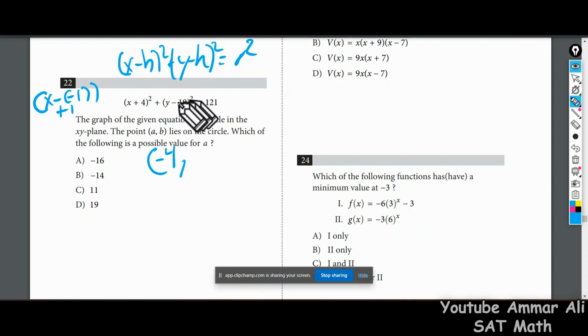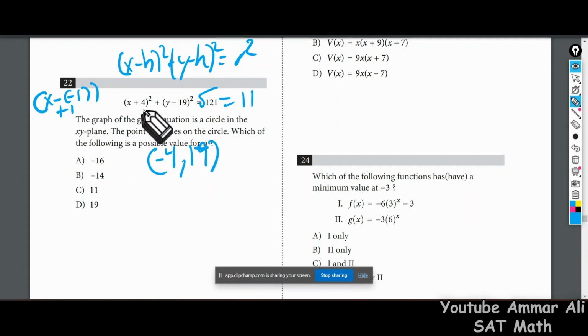And then since this is already minus, we know that's going to be 19, right? So that is our center of the circle. And since we know that the equation of a circle has the r squared at the end, we can just take the square root of this, and that's going to be 11, right? So our radius is equal to 11. So they're asking us basically, which of the following is a possible point for A? So we basically want to see what is a valid x value for a point on this circle, right? Which one of these would be a valid x value for that point?